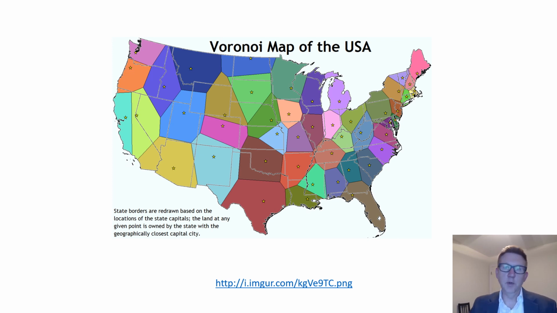This is kind of a fun visualization of the United States based on Voronoi polygons. The idea here is if you take the state capitals, you can draw Voronoi polygons or Thiessen polygons around them, and you can see how they compare to state borders, which is just an interesting way to see how they correspond.